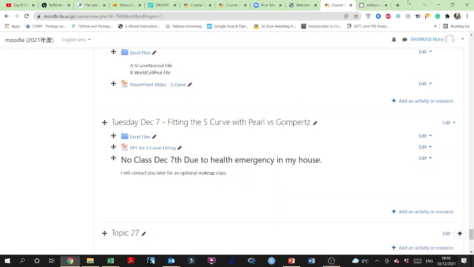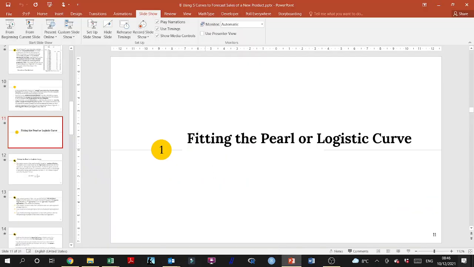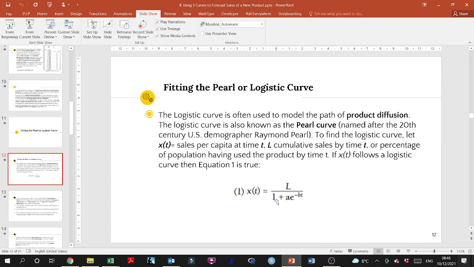Hello guys, so in the previous video we went over fitting the Pearl curve. Again, this is a Pearl curve. This is the sales per capita and it is equal to L, some L, that is the cumulative sales by time T, over 1 plus A e to the minus BT. Now, last time I felt I probably didn't have a very organized overview of how A and B are affecting the curve. This is optional.